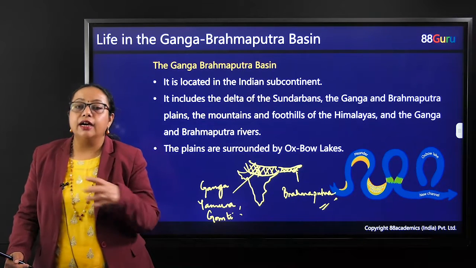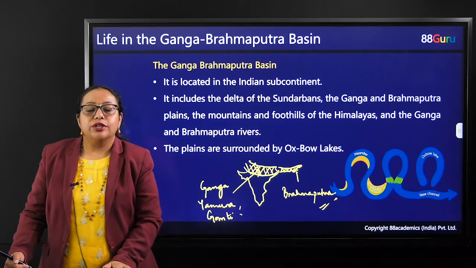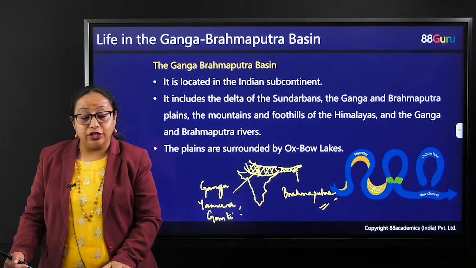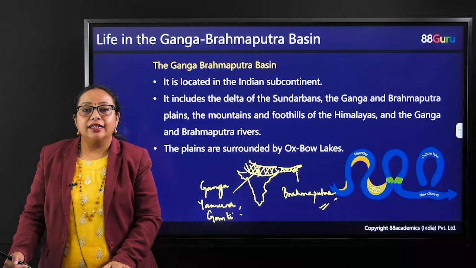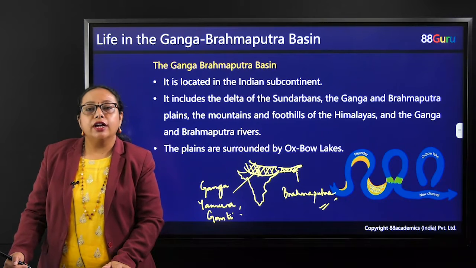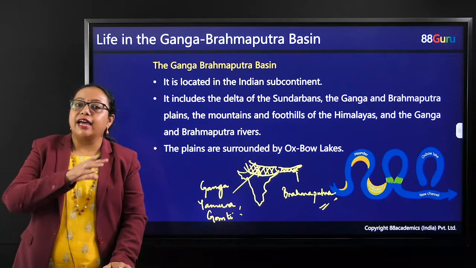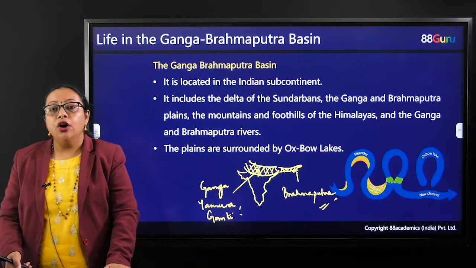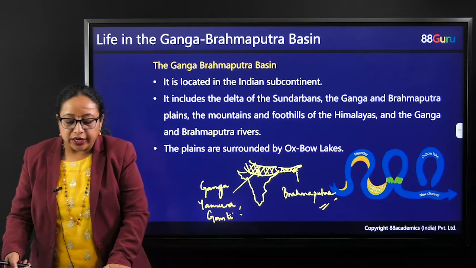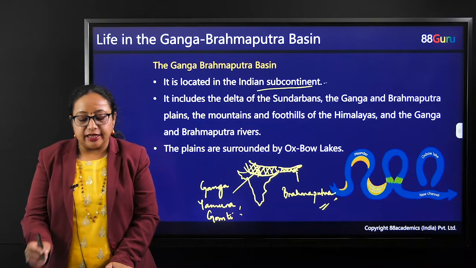not exactly delta, but the basin. Delta is something else which we already know and we are going to also understand in detail. But over here, we ought to understand that this entire stretch is known as your Ganga-Brahmaputra Basin. Okay children, so it is located in the Indian subcontinent.